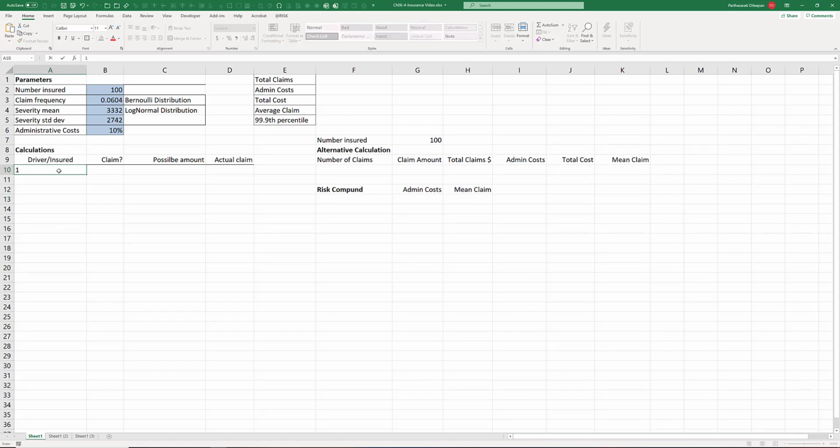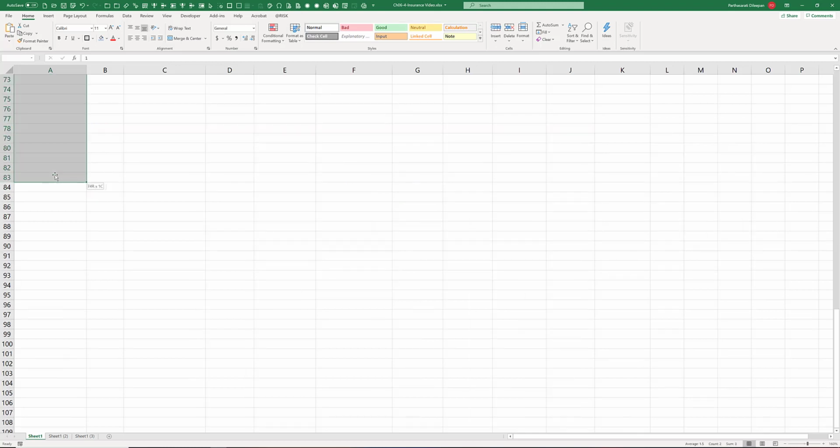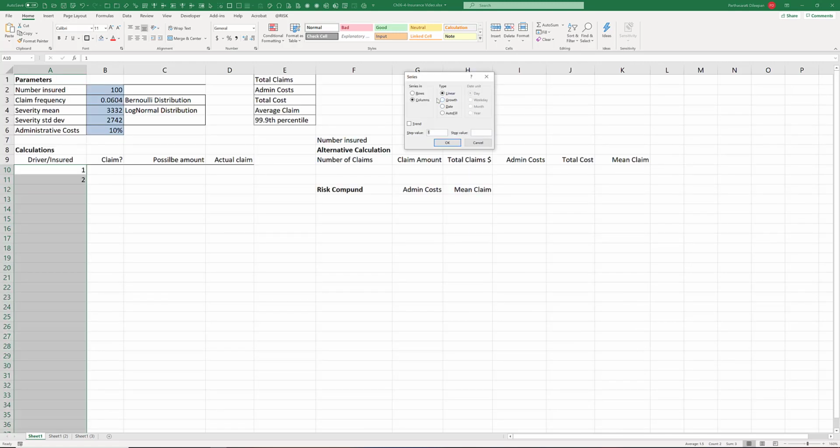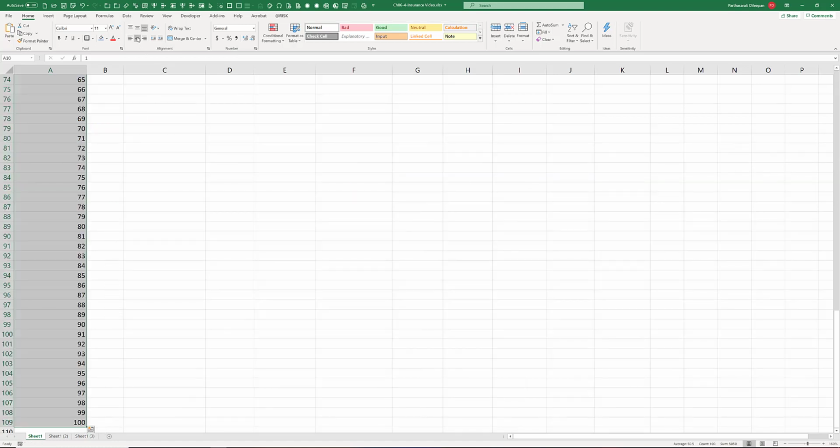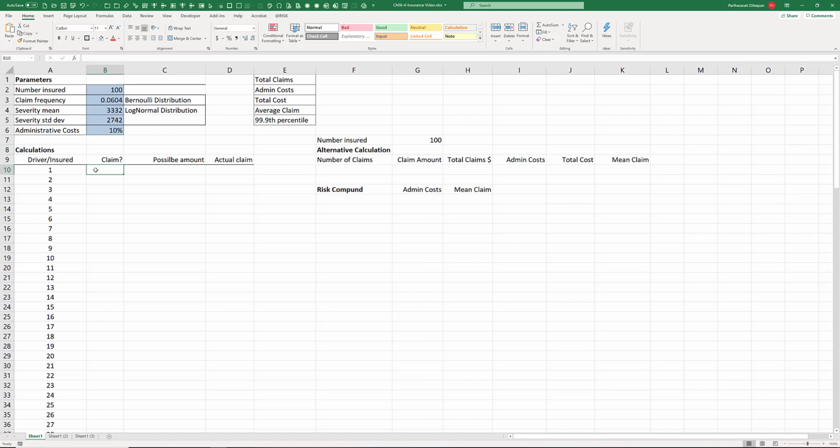Okay, so now we're going to have 100 drivers. So we're going to do fill series. We started out with 1 and 2, and we want to stop at 100. Okay, so we have 100 drivers. Now we want to simulate two things, right? Is this driver going to make a claim in that 1 year period?